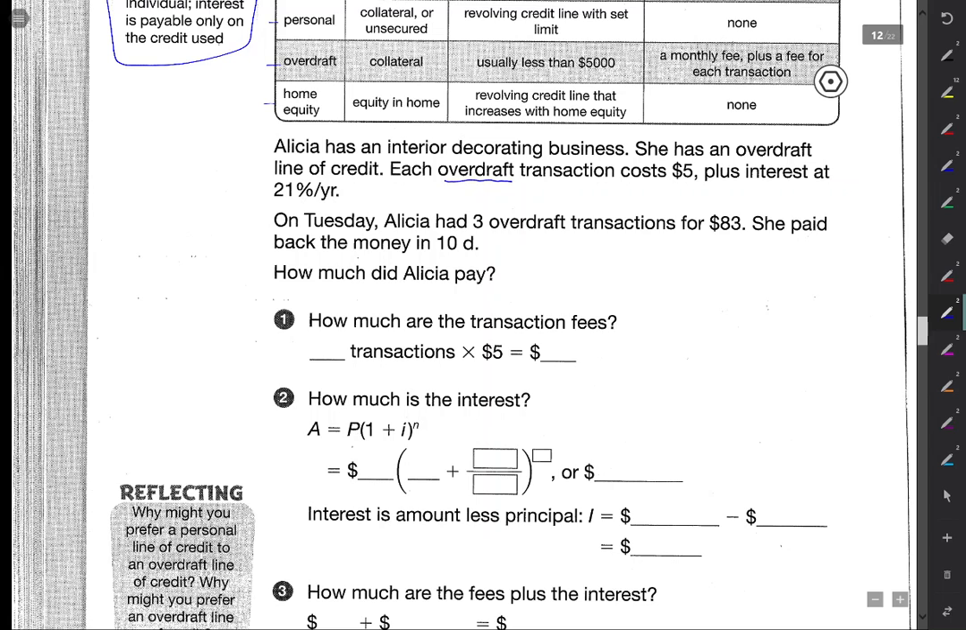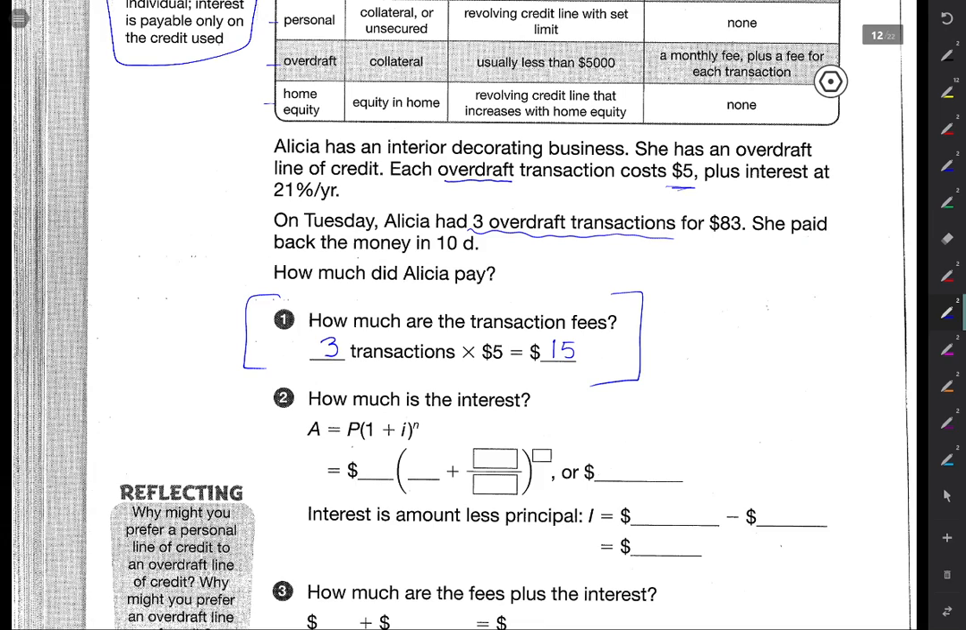So on Tuesday, Alicia had 3 overdraft transactions for $83. She paid back the money in 10 days. How much did Alicia pay? So first, let's figure out the transaction fees. So remember, it says that it costs $5 for each transaction. And let's see, she did 3 overdraft transactions. So what we're going to do is multiply 3 transactions by $5. So just by doing the transactions, it cost her $15.